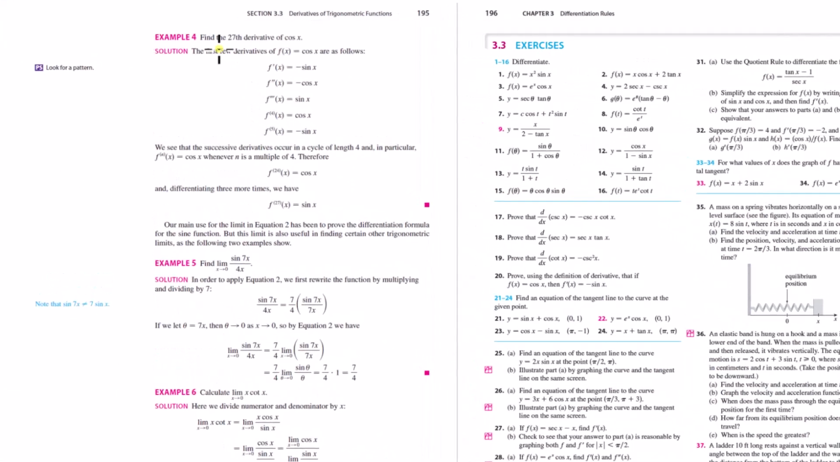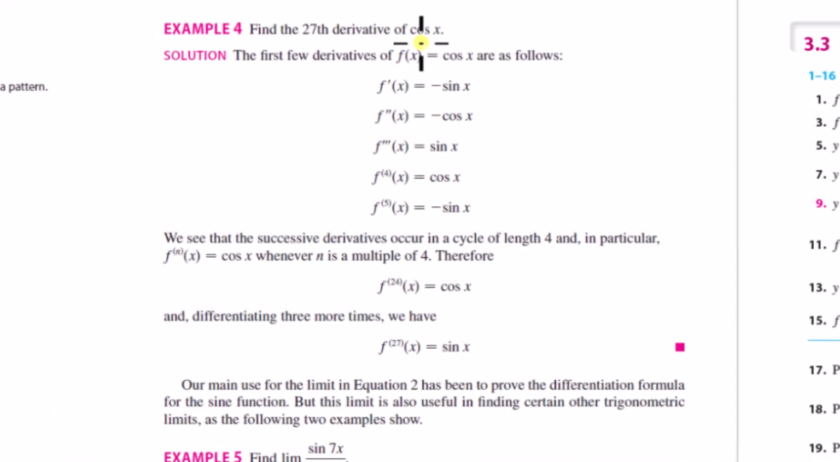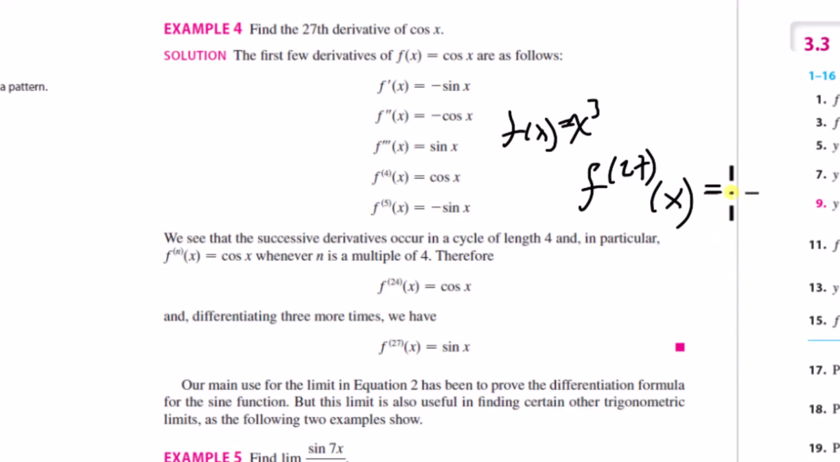Now it says find the 27th derivative of cosine of x. Here they're just trying to point out the indestructibility of the trig functions as far as differentiating. If we take the derivative of a polynomial like x cubed, and keep taking consecutive derivatives, the second, third, fourth, eventually the derivative will go to 0. So the 27th derivative of x cubed, if this is f of x, is going to be 0. But functions like the trig functions are unique.